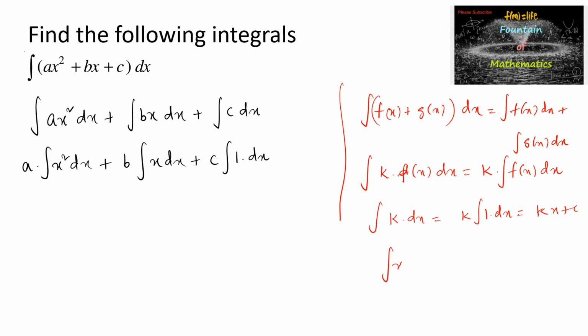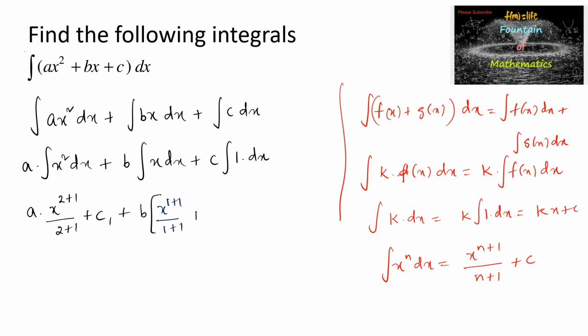And also we have the integration of x power n dx is equal to x to the power of n plus 1 upon n plus 1 plus c. So here I can write a into x to the power of 2 plus 1 upon 2 plus 1 plus some constant c1, and here b times the integration of x we can write as x to the power of 1 plus 1 divided by 1 plus 1 plus some constant c2, plus c times the integration of 1 dx, which is nothing but x plus some constant c3.